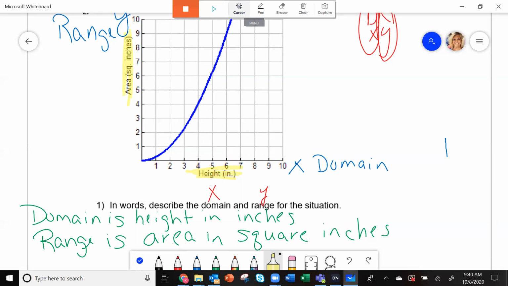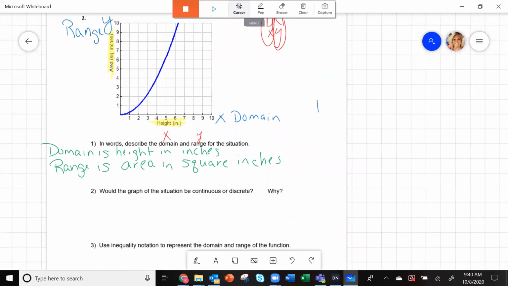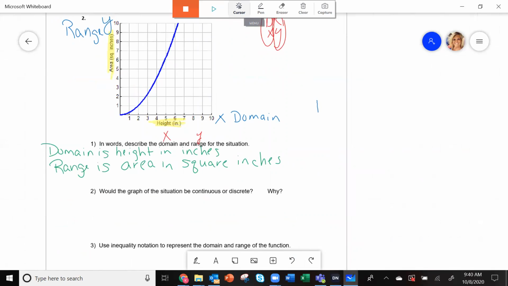And the next question is asking us, is our situation continuous or discrete? Remember, we just talked about continuous being a line, discrete being dots. Discrete is dots because it is specific values. Well, what do you see on our graph? Well, I see it's a line. So it's going to be continuous. Okay. So it's continuous.